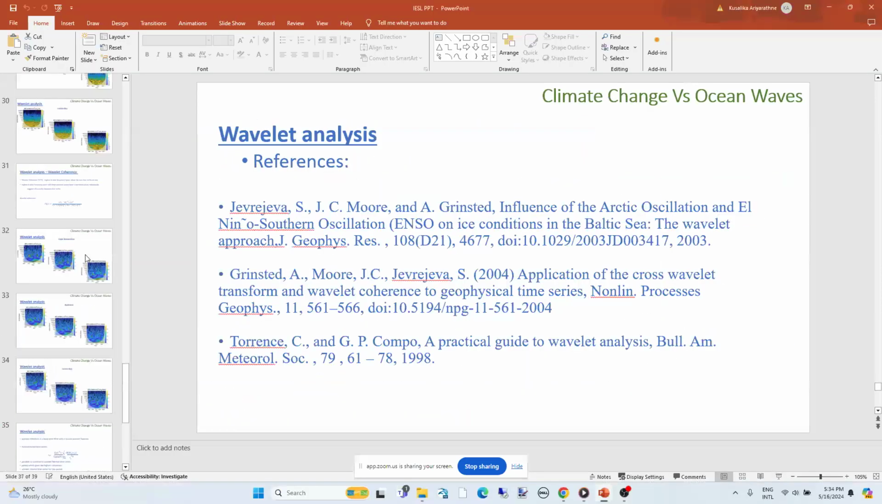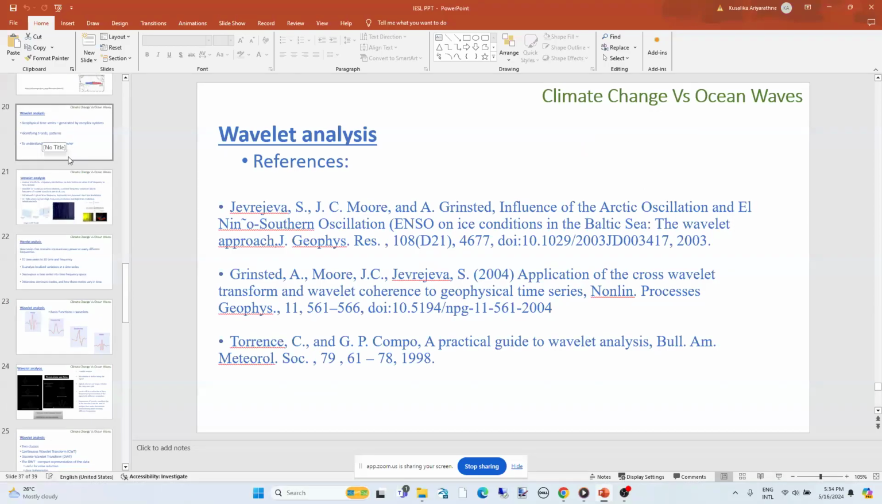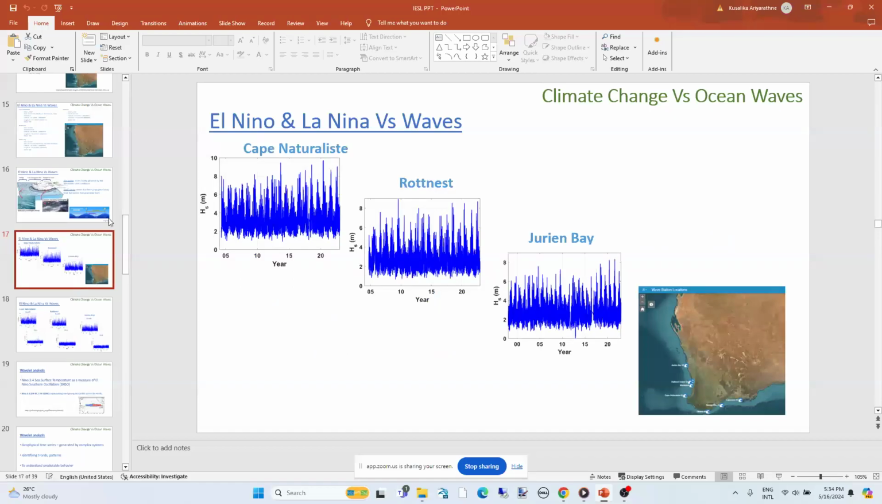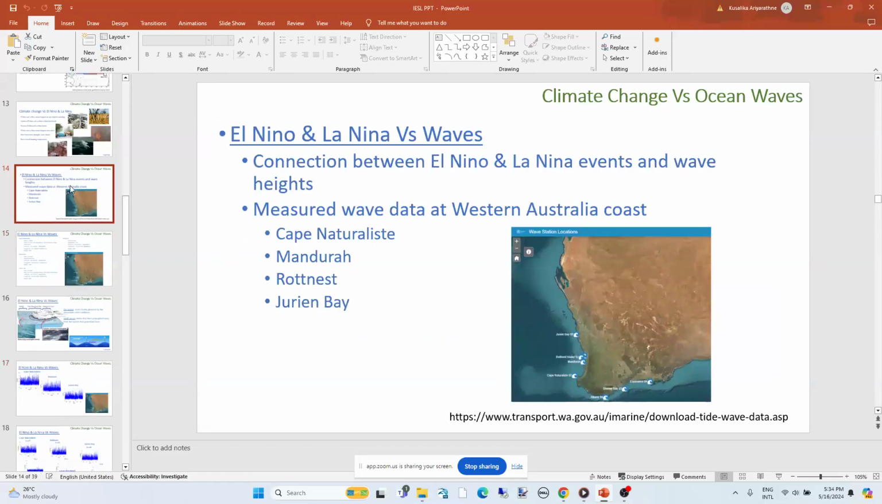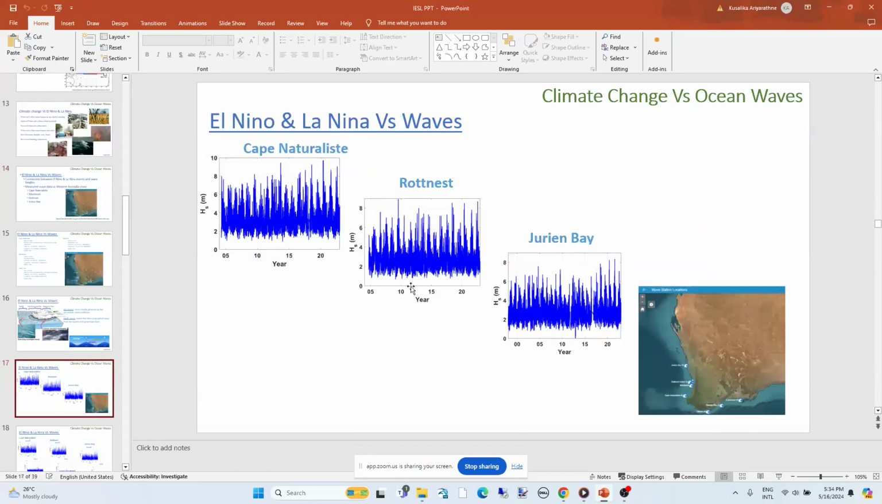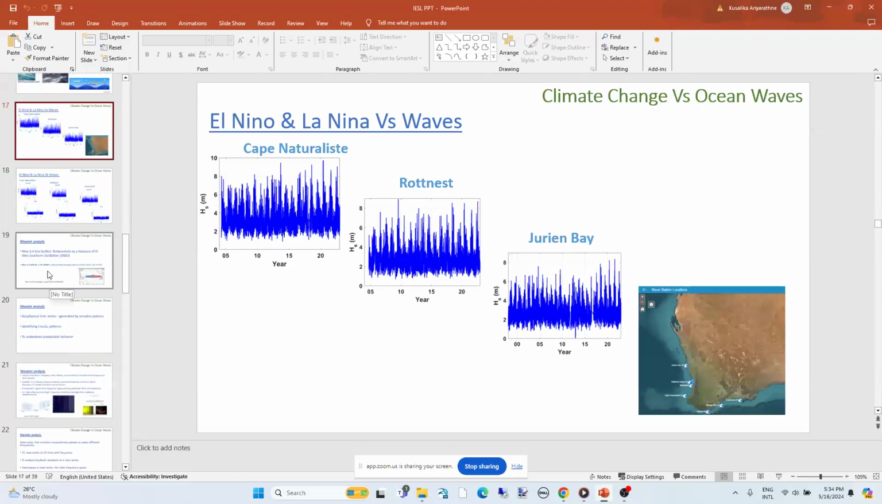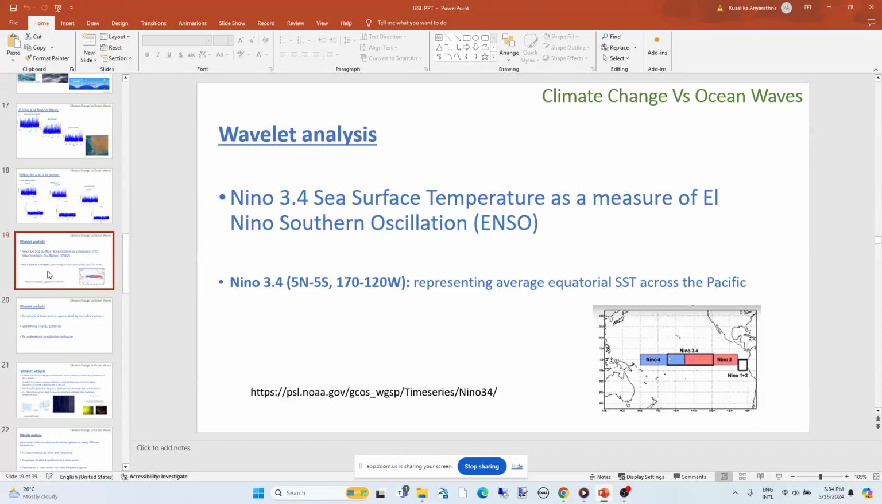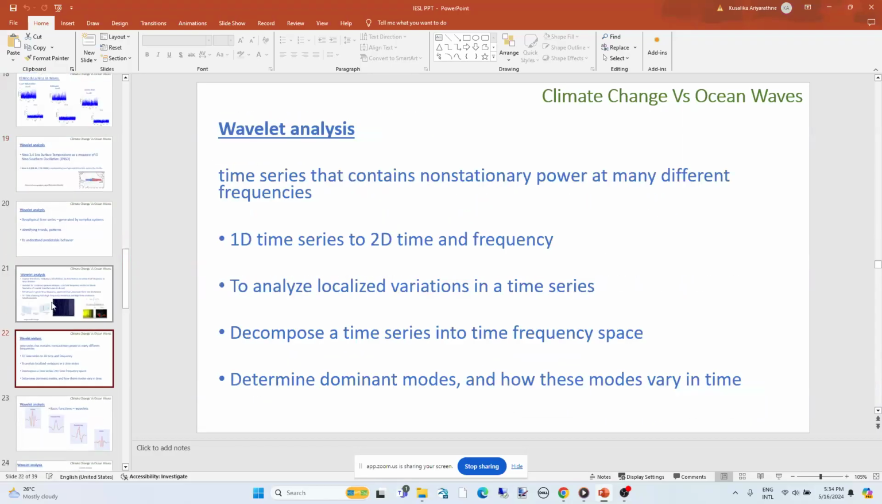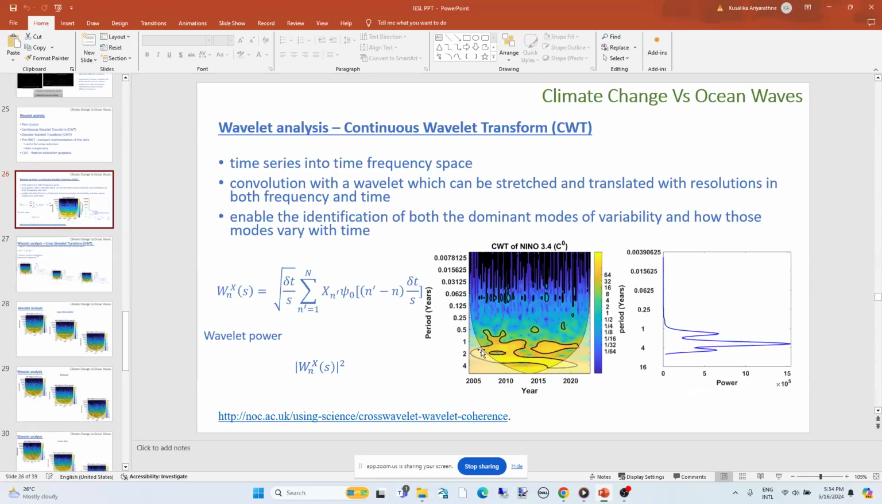So if I go through briefly again the study that we did, just to see whether these wave heights are affected by the climate effects, these El Nino and La Nina effects. As said, measured wave data for three locations were considered. And to represent these El Nino La Nina events, Nino 3.4 is the index used. If we analyze these two together using wavelets, first we identified that both these time series have cyclic patterns, and they have high power at the known El Nino frequencies.